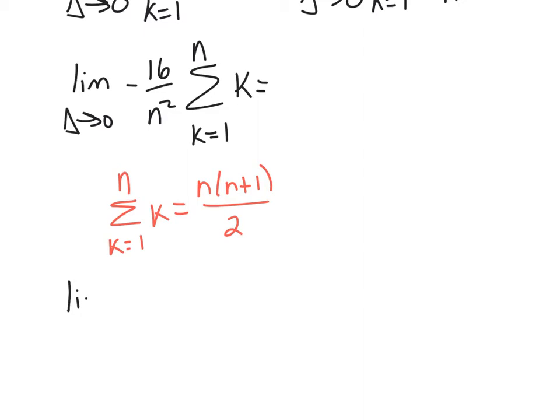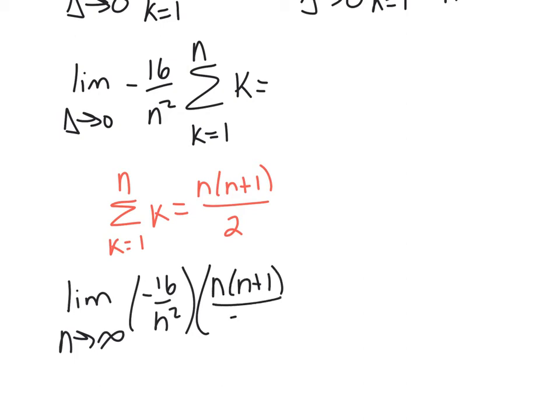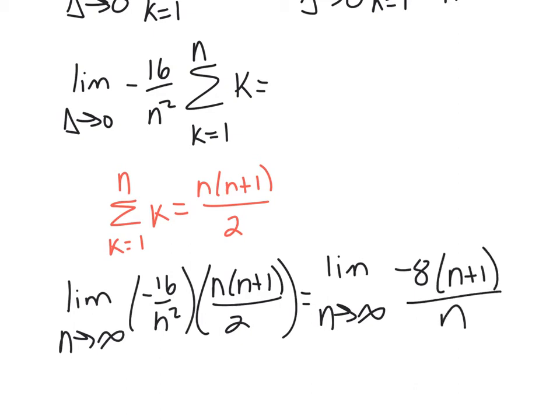So really now we're doing the limit as n approaches infinity. And now I'm going to bring back in the negative 16 over n squared. Then I'm going to simplify this new fraction, as n squared plus n. Well, maybe I don't have to do that. Let me back that up. There's no need to do that. We're going to leave that alone right now, because we'll be able to simplify it a little bit. So then simplifying that looks like negative 8 times n plus 1 over n.